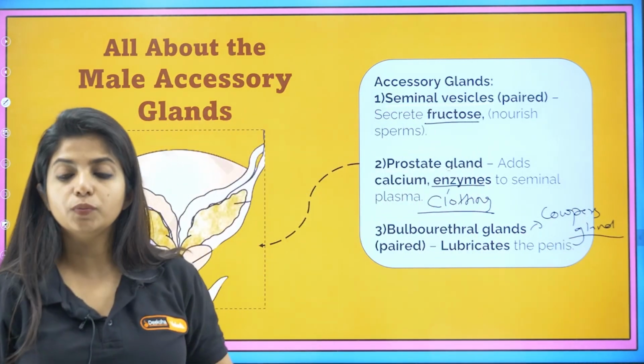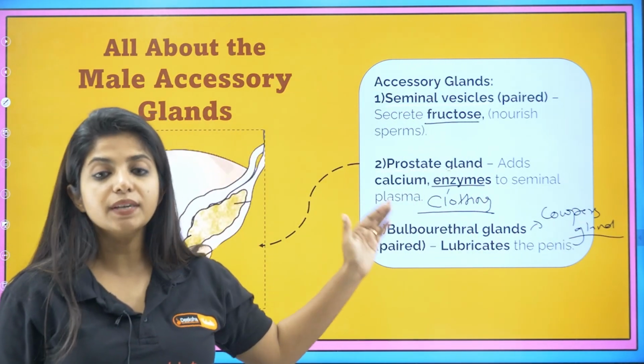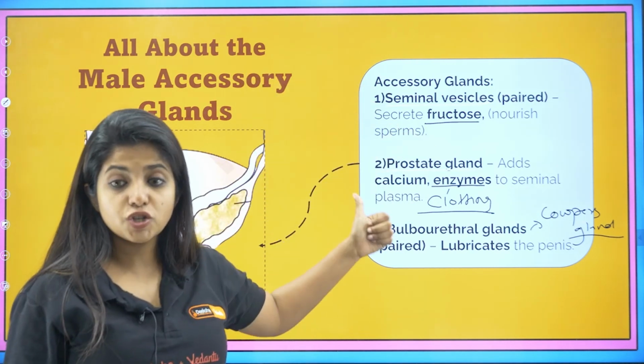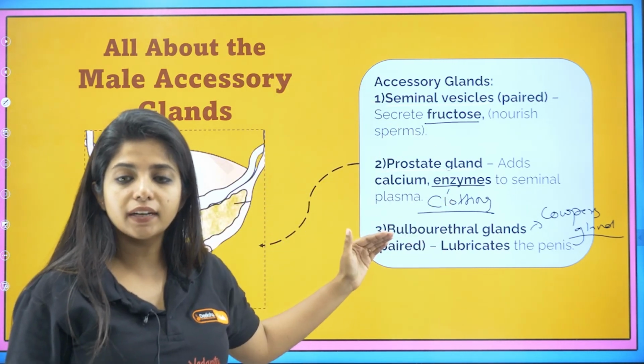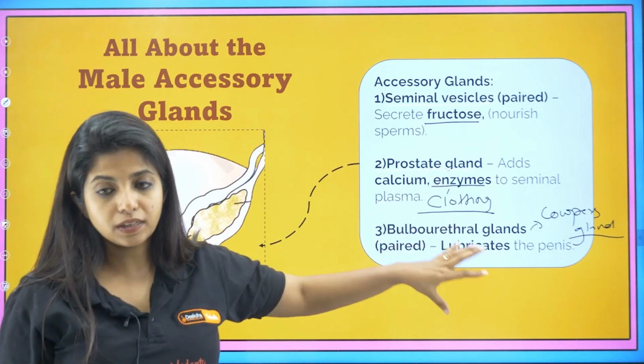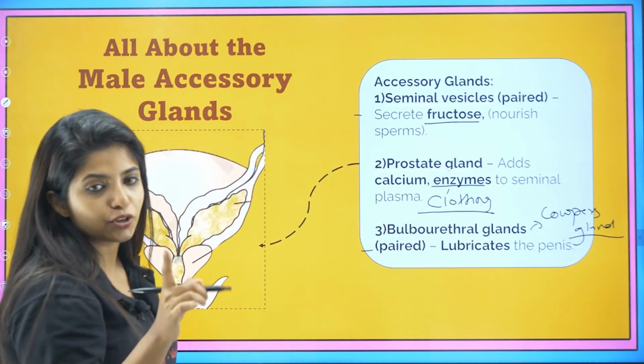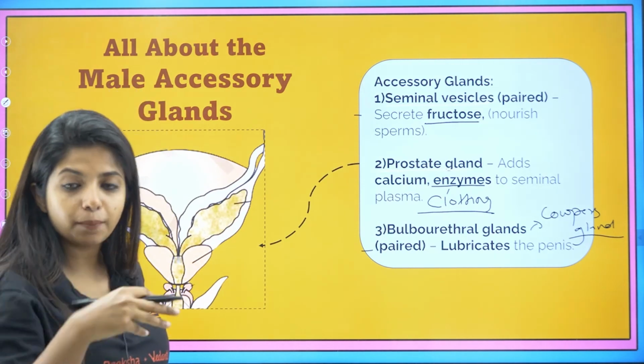Okay, and it is the one that lubricates the penis and also helps in easy movement of the sperm. So seminal vesicle: fructose; prostate gland: calcium and the enzymes; bulbourethral gland or the Cowper's gland: it lubricates the penis. Both of them over here are paired. But one, this is not paired, donut shaped, through which the urethra passes.